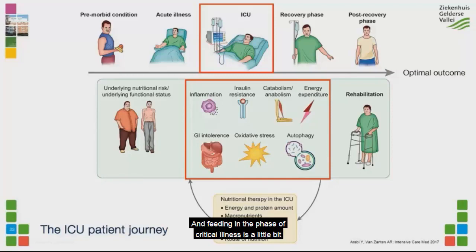And feeding in the face of critical illness is a little bit different than under normal circumstances. The patients have metabolic stress, and that's characterized by inflammation, insulin resistance, persistent catabolism, variations in energy expenditure during the course of their ICU stay and recovery. There can be GI intolerance. They have increased oxidative stress, and there are problems with autophagy in the cells.